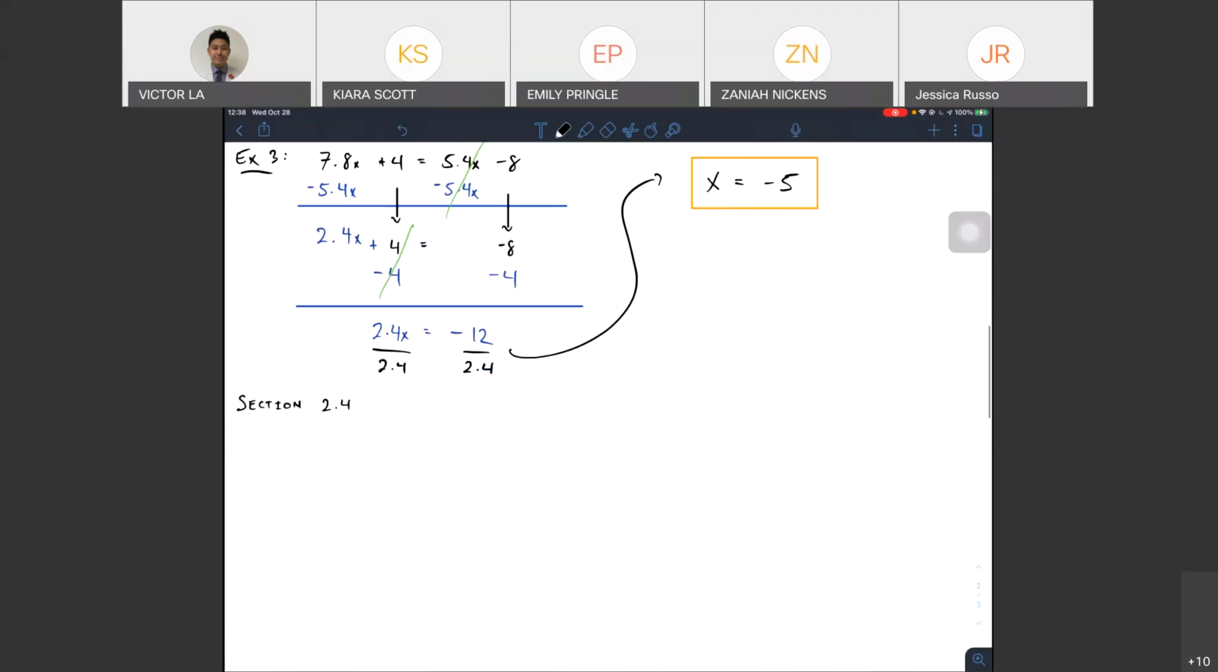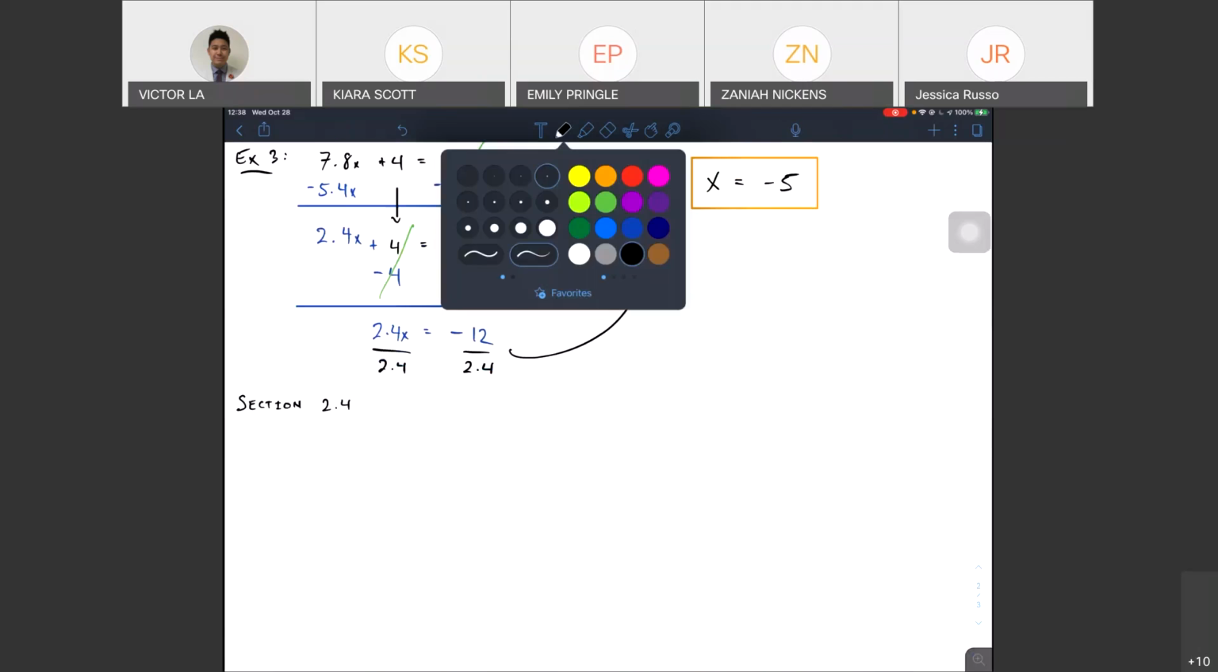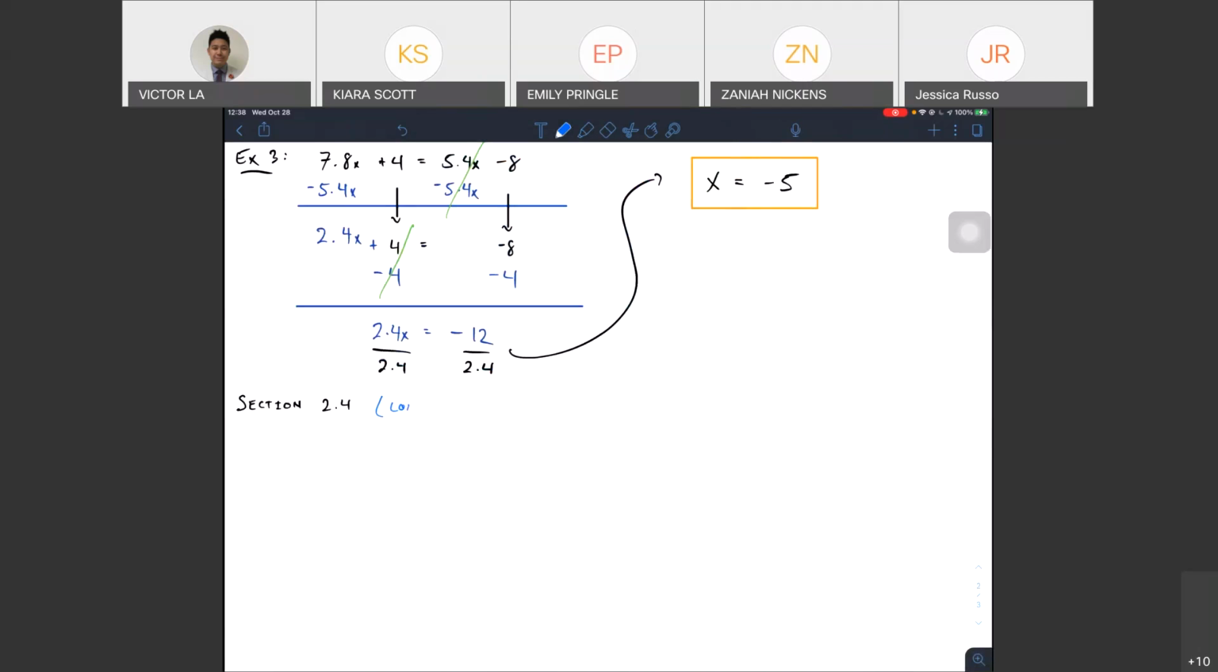So section 2.4, in parentheses, I'll call them longer algebra solving.